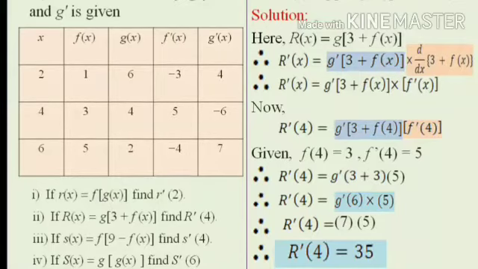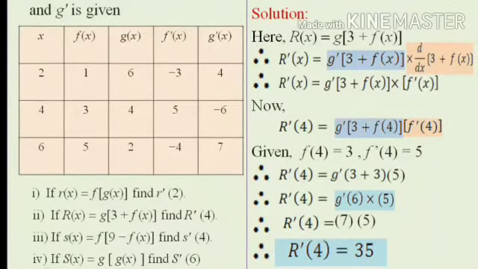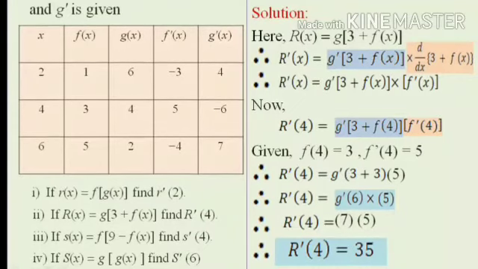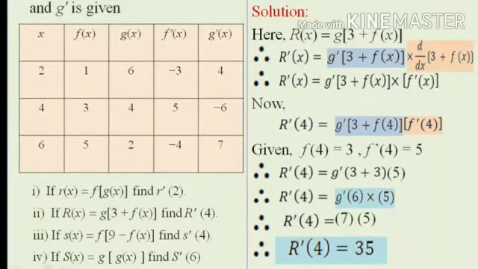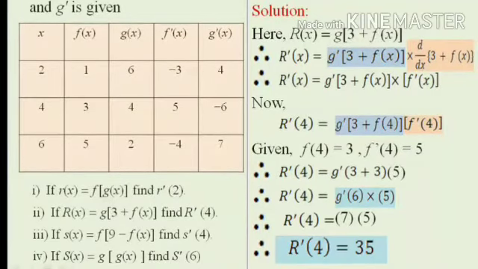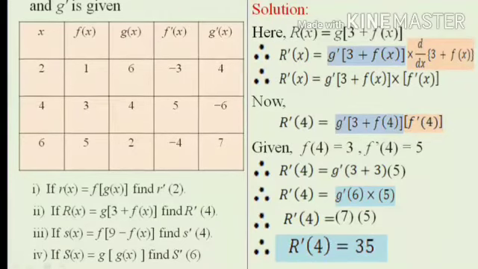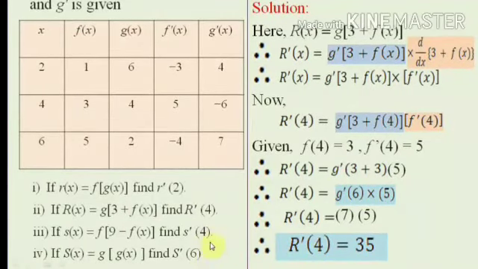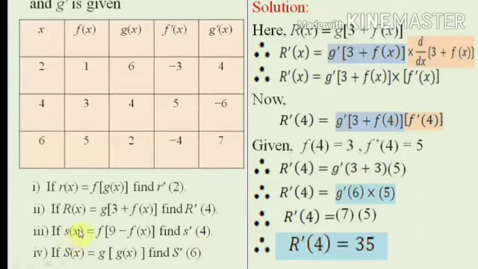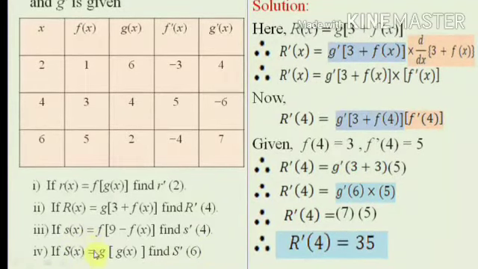By this method we can find the value of the derivative of the given function at a particular point x equals 4, when the given function r of x is given as g of 3 plus f of x. In a similar manner we can find the derivative of s of x in example third and fourth also.